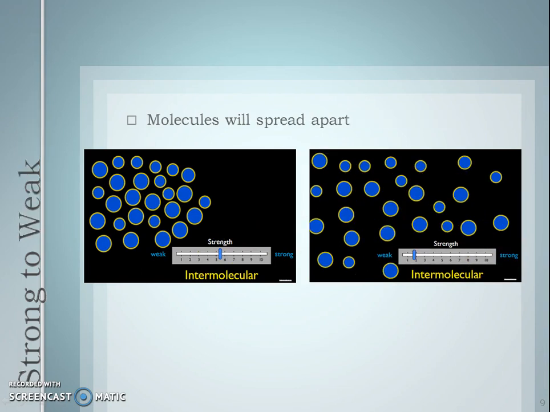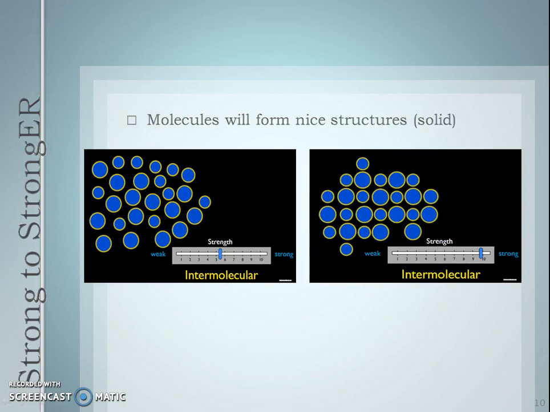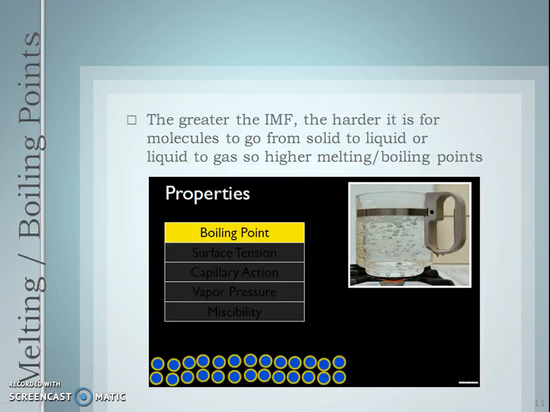So I'm going to show you that one more time. So we start in the middle and we get weaker. Those molecules are going to move away from each other, and as you strengthen those intermolecular forces, kind of like a solid, right? Those molecules are coming together and becoming stronger like a solid.